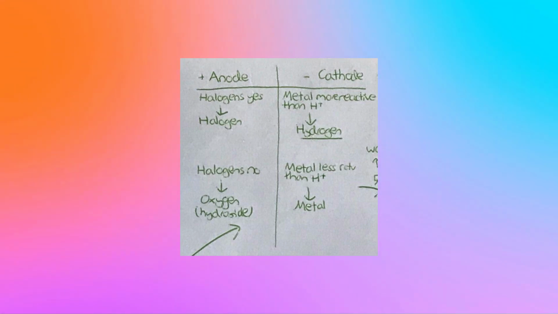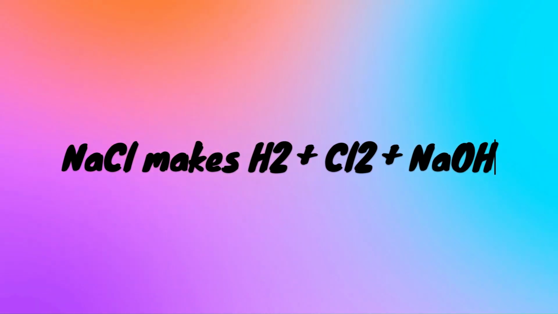At the cathode, whatever is less reactive out of the metal and hydrogen is made. So if the metal is more reactive than hydrogen, hydrogen is made. If the metal is less reactive than hydrogen, that metal is made. For example, in brine, we have halogen present, that's chlorine, so chlorine is made. Also, hydrogen is less reactive out of sodium and hydrogen, so hydrogen is made, it's discharged. So the overall equation is NaCl makes H2 plus Cl2 plus NaOH, which is the leftovers. The leftovers are essentially squished into a little compound there.